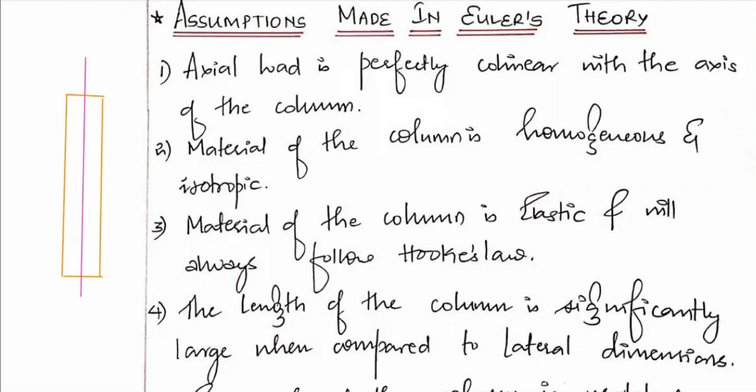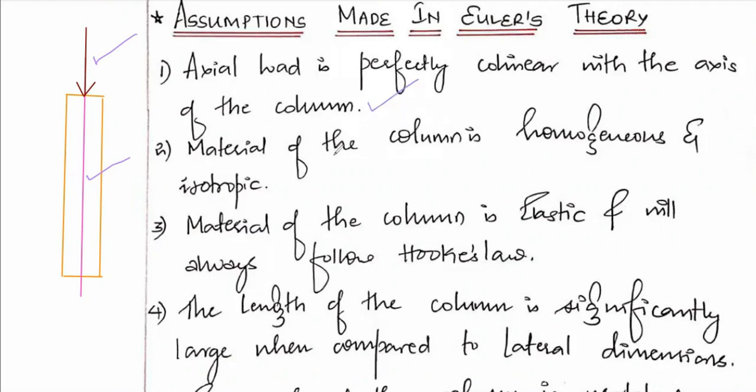Now, if I show some load over here, so this is the load. What he is trying to tell you through the first assumption is that this load, whatever I have applied, is perfectly collinear with the axis of the column. The axis of the column is shown in pink color and the load is shown in brown color. Both are collinear. They lie on the same line. So that is the meaning of the first assumption.